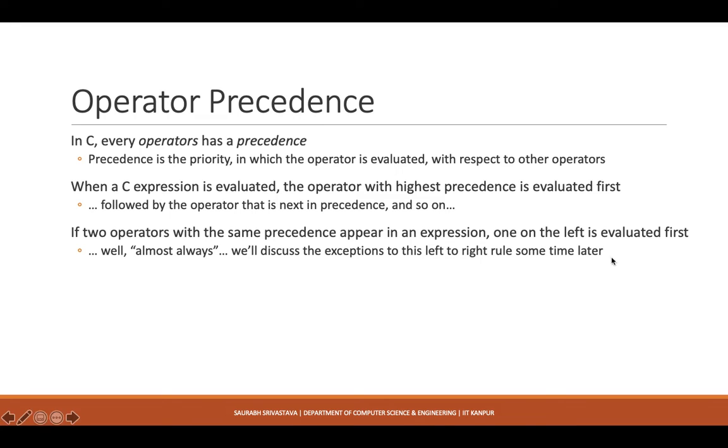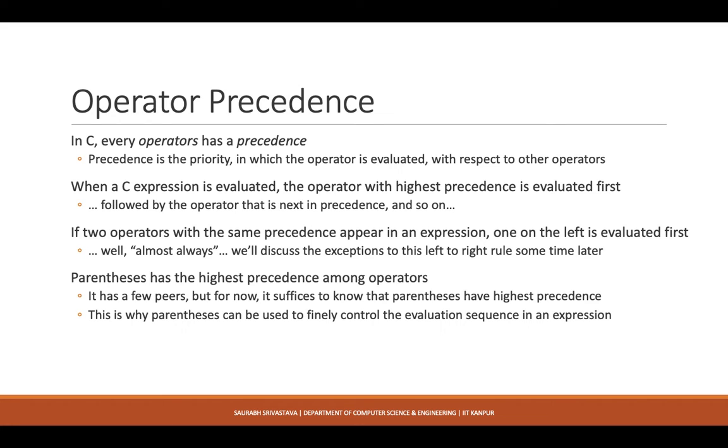It will happen many a time that two operators have exactly the same precedence, in which case the operator on the left is evaluated first and the operator on the right is evaluated later. So essentially we start calculating from left to right, and if all the operators have exactly the same precedence, we calculate the left ones first and then the right ones.